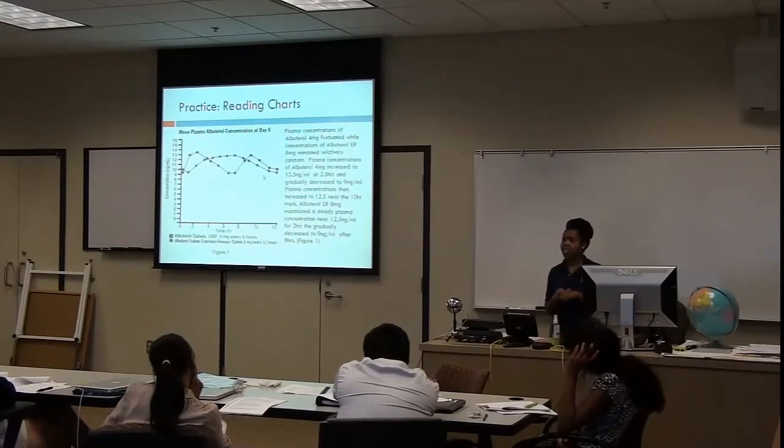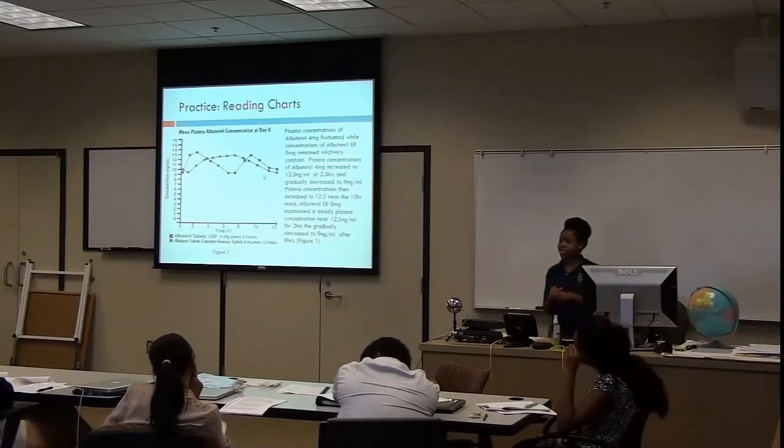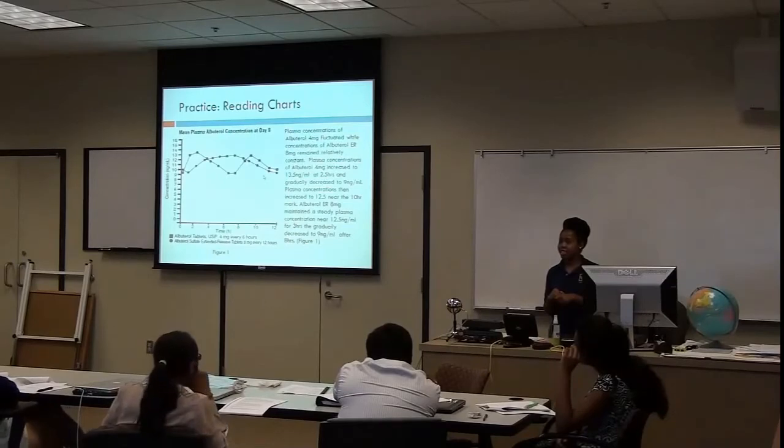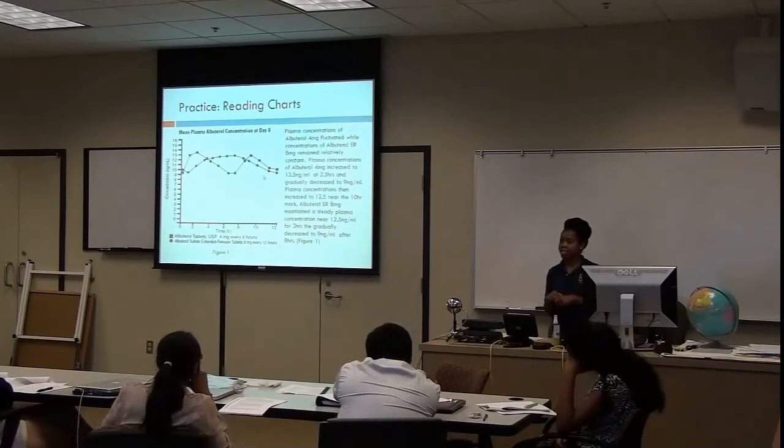So without looking at the chart, if you visualize it, it looks like what I always think of as a roller coaster, or sine or cosine. And then albuterol ER will maintain nearly the same concentration throughout, and then it decreases to 9 nanograms.